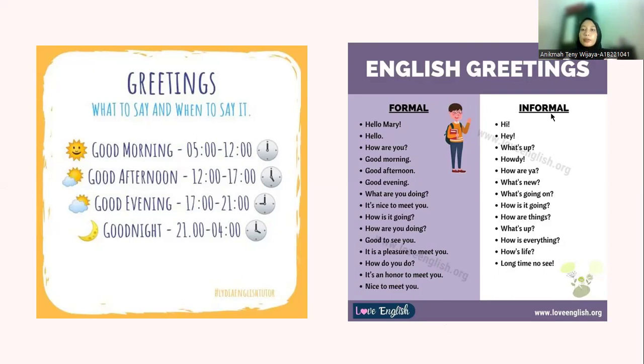And then in an informal way, you can say, "Hi, what's up? How do you do?" Howdy is short for "how do you do." Second, howdy, how are ya? What's new? What's going on? And something like that. You can use this if you want to greet your friends, maybe your relatives, so it's fine. But if you want to greet a teacher or somebody new, you should use the formal way, to be polite.